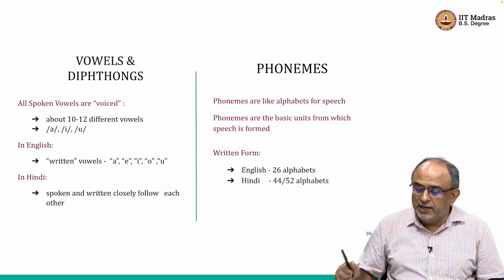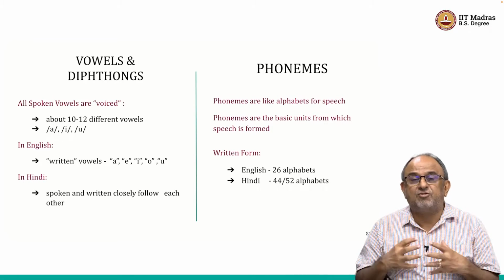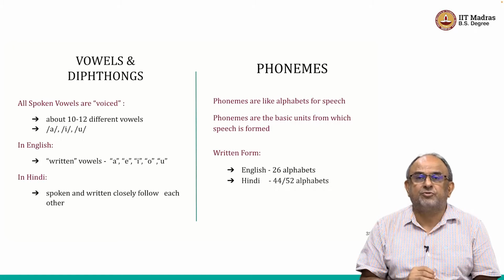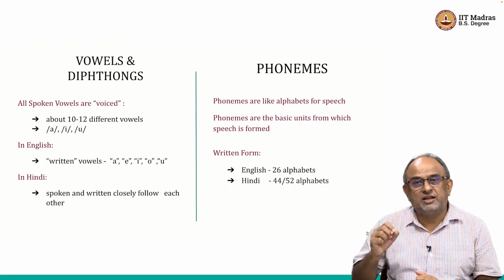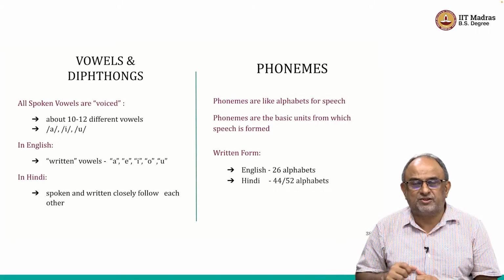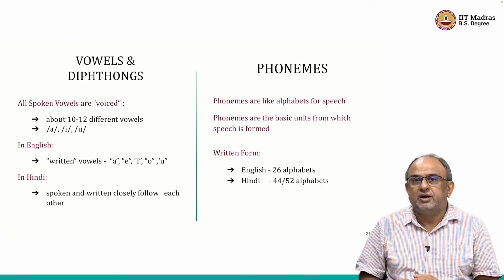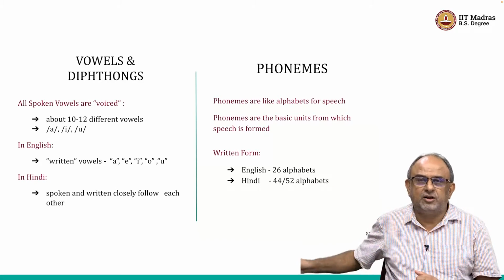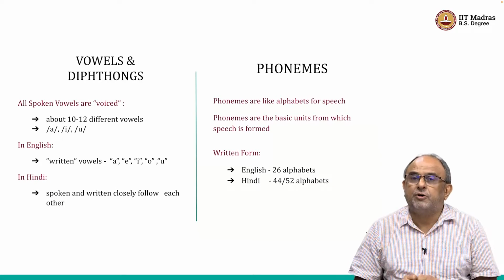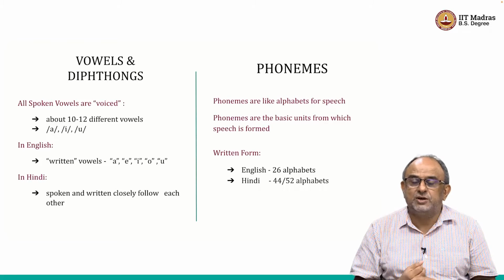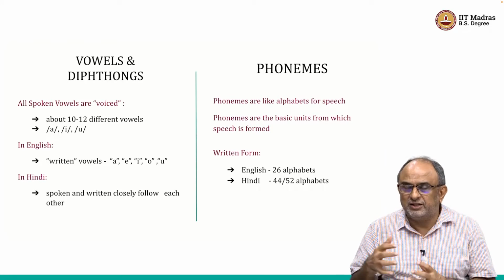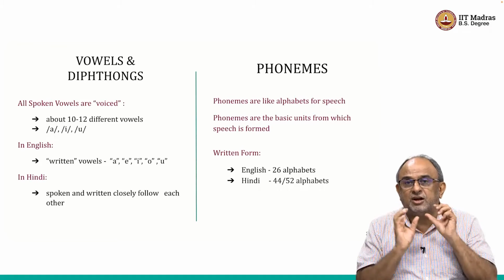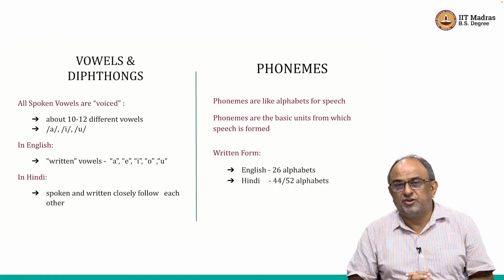Phonemes are basically the alphabets of the different sounds that we produce. These are the building blocks for the spoken language, just like the written alphabets. In English, it's A to Z. In Hindi, it's Ka, Kha, Ga, Gha, all the way, Ya, Ra, La, and all that. So in spoken language, whether it's English or other languages, we look at the basic units that we produce, the basic configuration of the mouth to produce the different sounds.